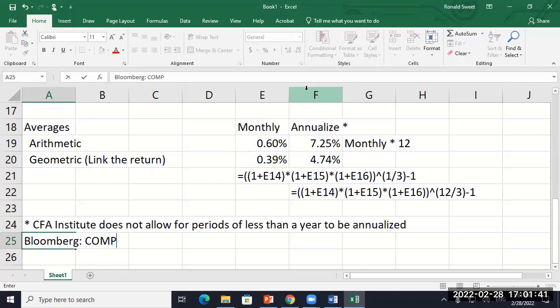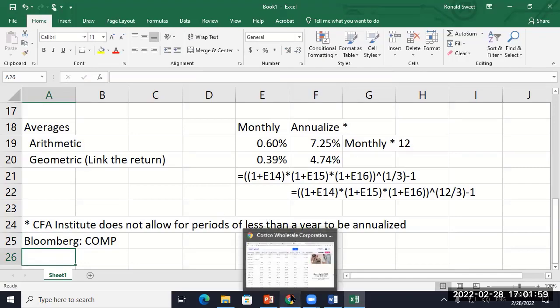And you can kind of see that, right? You think about Zoom back in 2020, those first few months when it was up, you annualize that, you have some massive number because they're up so much over a couple of months. It just doesn't make sense. You need a longer period of time. All right, let's do another one.